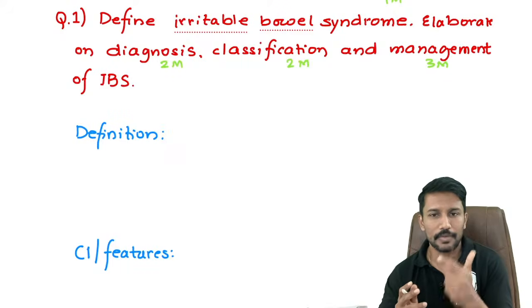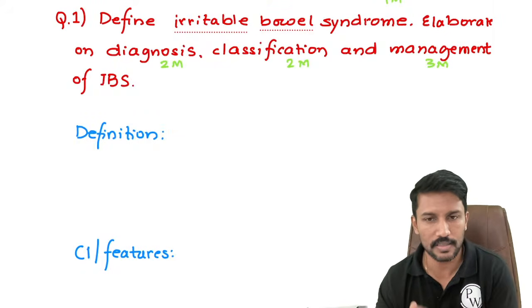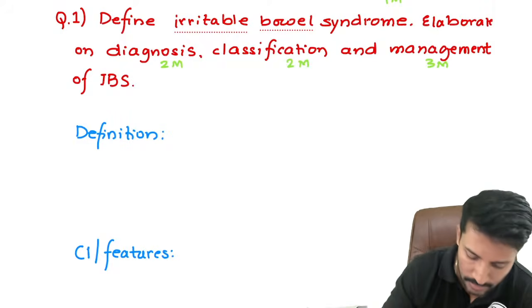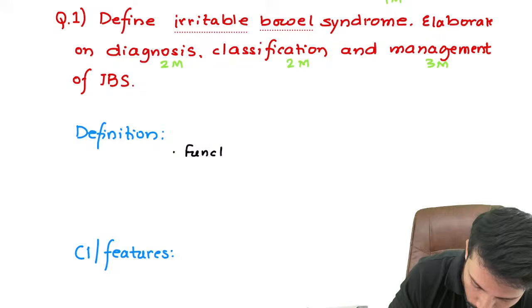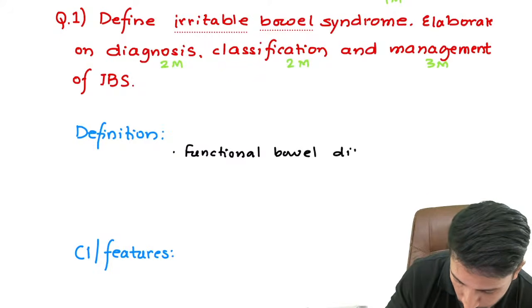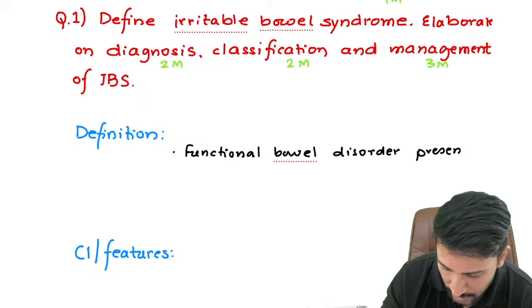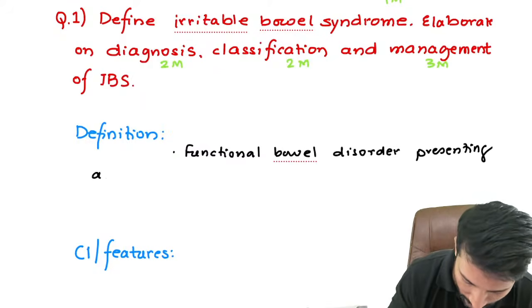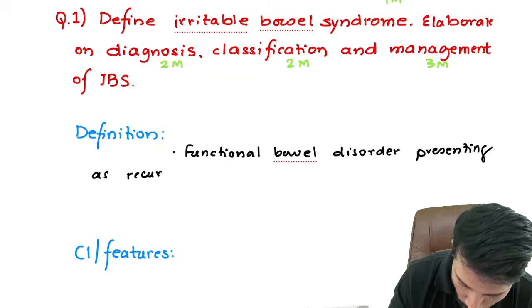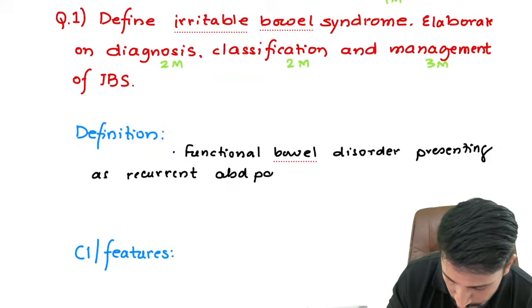Number one, first and the most important thing is that irritable bowel syndrome is not an organic disease, it is a functional disorder. So we have to mention that it is a functional bowel disorder. That is the first important statement. Presenting, that is the second part. Presenting as recurrent abdominal pain, diarrhea, or constipation.